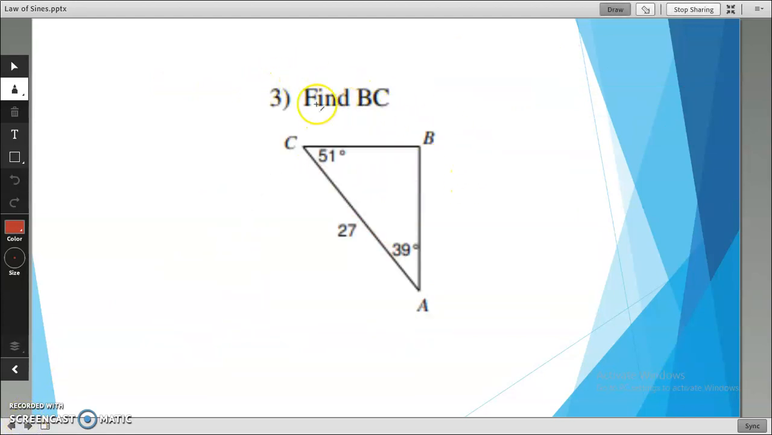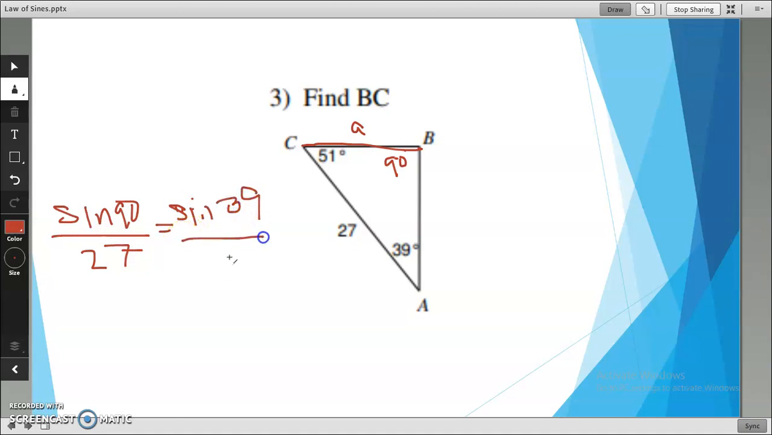All right, let's do the next one. We're going to find side BC. So this is side BC, and this is really side a for us, right? Also, I have a side b. I need to find out what this angle is. All I have to do is add this 51 plus 39, I get 90, and 180 minus 90 is 90. So angle B is 90 degrees. So I have sine of 90 over 27 is equal to the sine of 39 over a, and that's what we're finding.